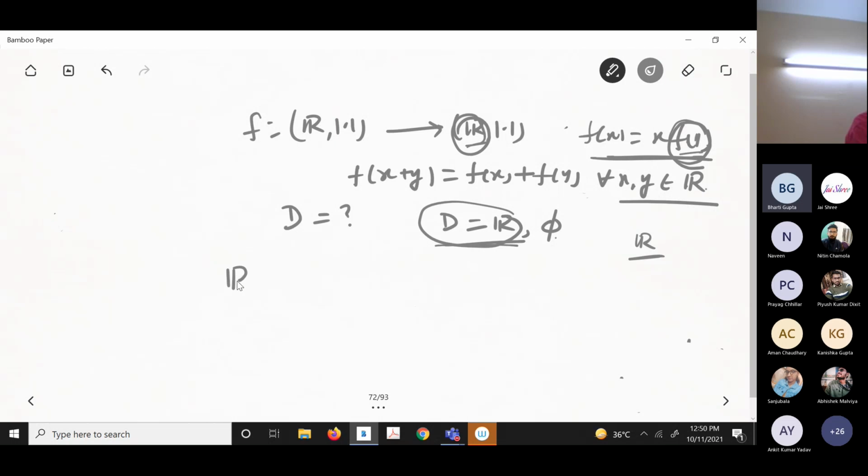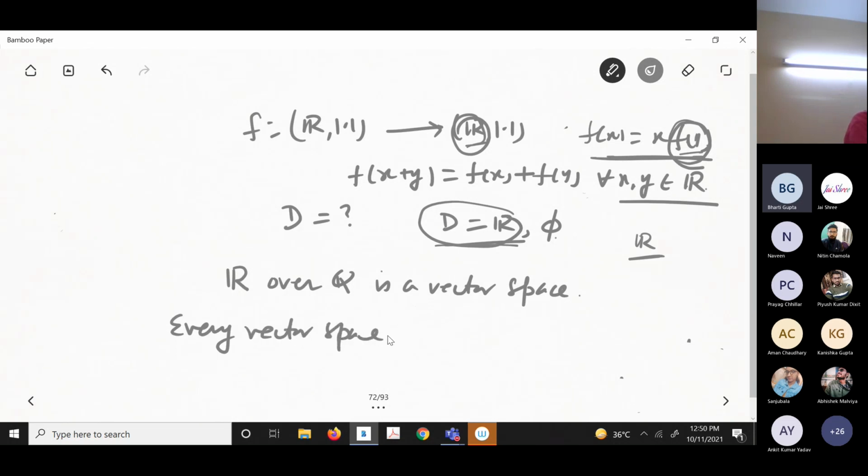Here you need the fact that R over Q, Q being a field, is a vector space. And every vector space has a basis. Here you use Zorn's lemma. Every vector space has a basis, basis or base, whatever you call it. So R over Q has a basis, and it has to be uncountable.